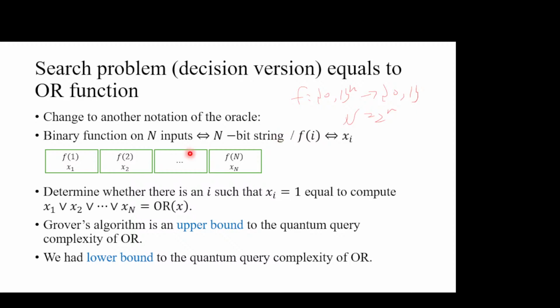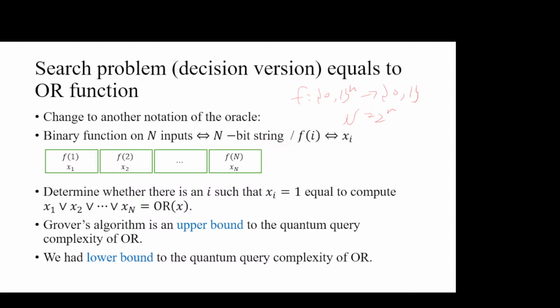Yeah, anyway, small f is some function. It has big N different inputs, and it can have this big N different truth values. We just think about this small f input, which we can write as this big N bit string.